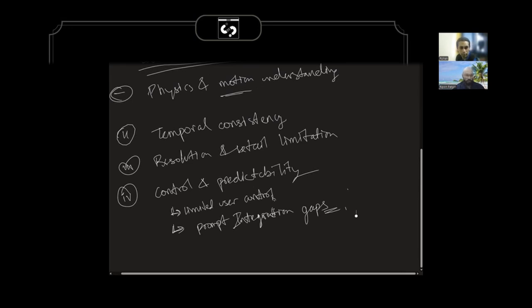So what's the difference between limited user control and prompt interpretation gaps? Control and predictability, I understand these are kind of interchangeable.